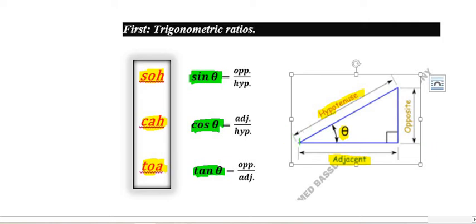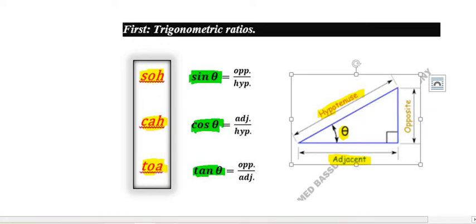The most important thing is that you need to identify the angle, and the side which is opposite to the reference angle is called the opposite. The adjacent side is the side next to the angle, and the hypotenuse remains the same, it doesn't change. The hypotenuse will always be the side which is opposite to the 90 degree angle.